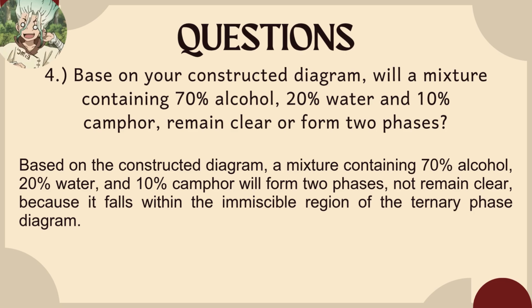Based on our constructed ternary phase diagram of the camphor-alcohol-water system, we were able to identify both the miscible and immiscible regions when we plotted the mixture containing 70% alcohol, 20% water, and 10% camphor. It fell inside the two-phase region, which means it will not remain clear but will separate into two distinct layers. This happens because camphor is only soluble in alcohol, and when there is too much water in the mixture, camphor tends to precipitate out, resulting in phase separation.